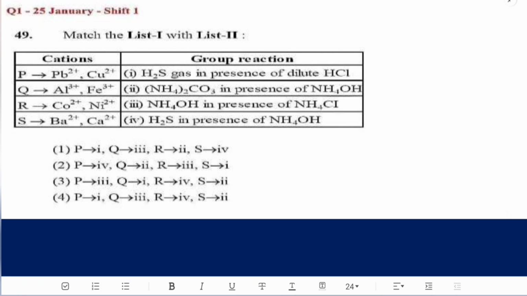Look at the first one: lead plus 2, copper plus 2, aluminium plus 3, Fe plus 3, cobalt plus 2, nickel plus 2, and barium plus 2, calcium plus 2. Now, these cations are related to which group, and which type of group reagent. We can find the cations, group number, and group reagent. Okay, now let's start.